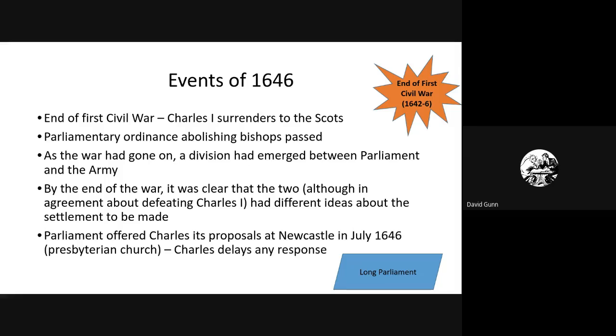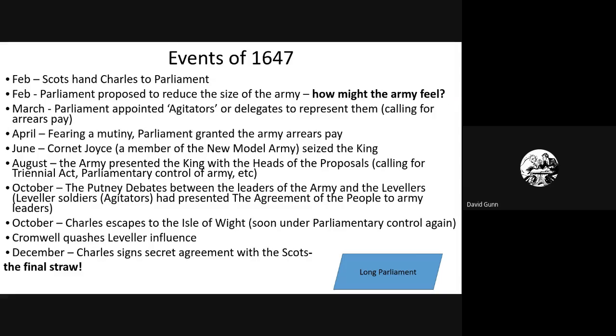Okay, so Parliament offer Charles proposals at Newcastle, which is a kind of Presbyterian church settlement, and Charles delays any response. So that's where we are in 1646. Charles has surrendered, and Parliament is making him this offer. He doesn't say anything about it at that point.